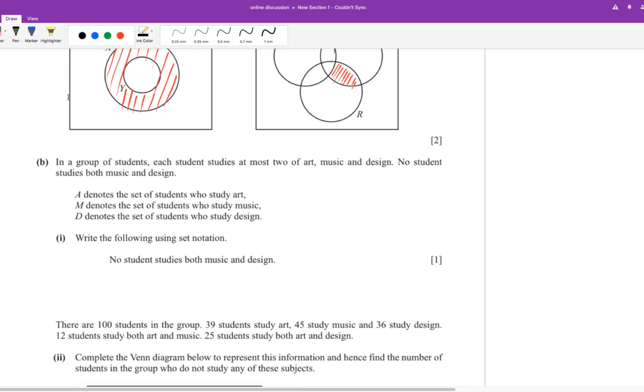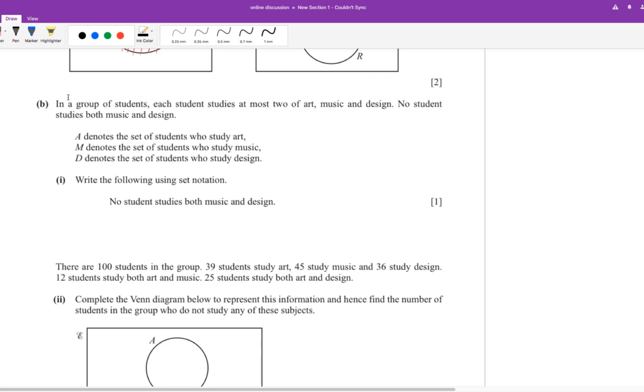Okay, so the next question: in a group of students, each student studies at most 2 of art, music, and design. No student studies both music and design. A denotes art, M denotes music, and D denotes design. Write down the following using set notation: no student studies music and design. So I will just say M intersect D will equal the empty set. Or you can say the number of M intersect D should equal 0. I think either of these should easily give you 1 mark.